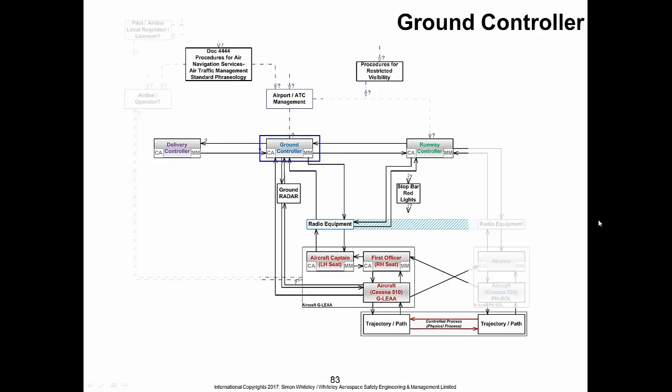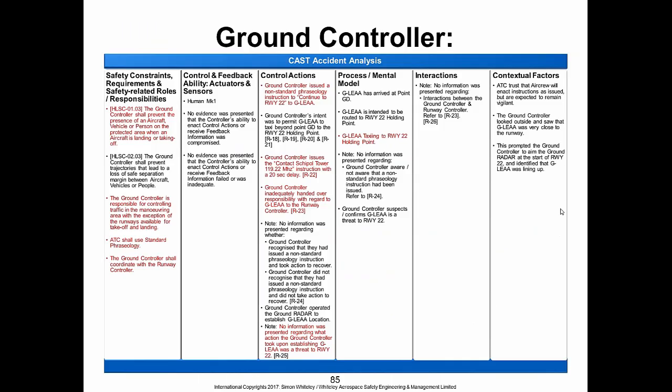So the ground controller. This is where the incident sort of kicked off. The ground controller issued a continue to runway 22 instruction, with a 20-second delay before giving the contact runway controller command and the radio frequency. So you'll notice there's a lot more on here than the others. This shows that this controller was critical to this particular incident.